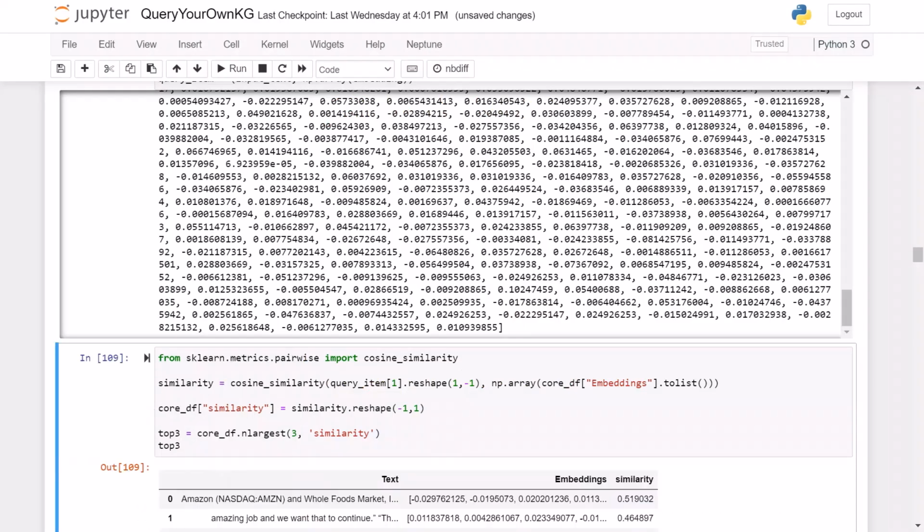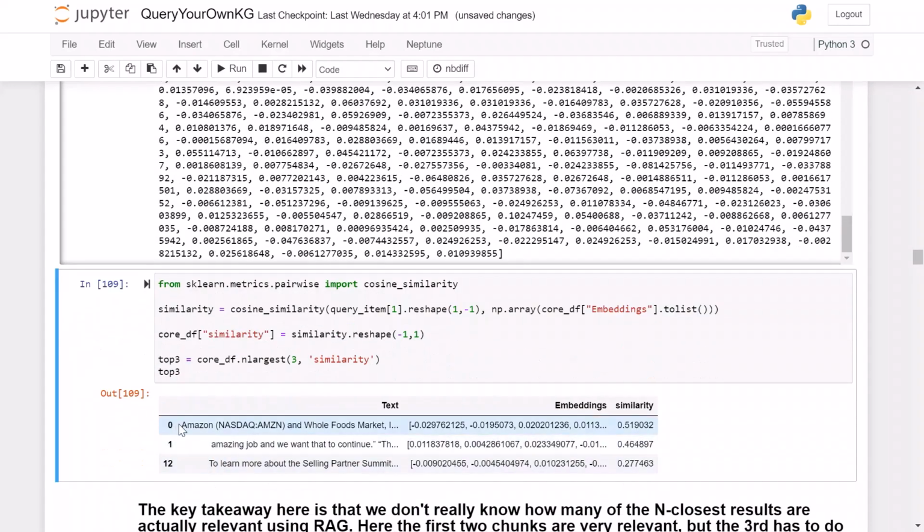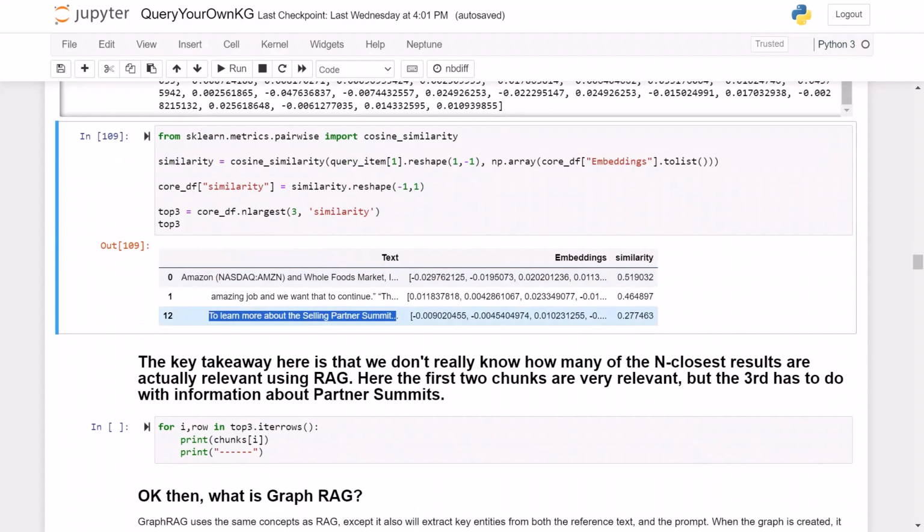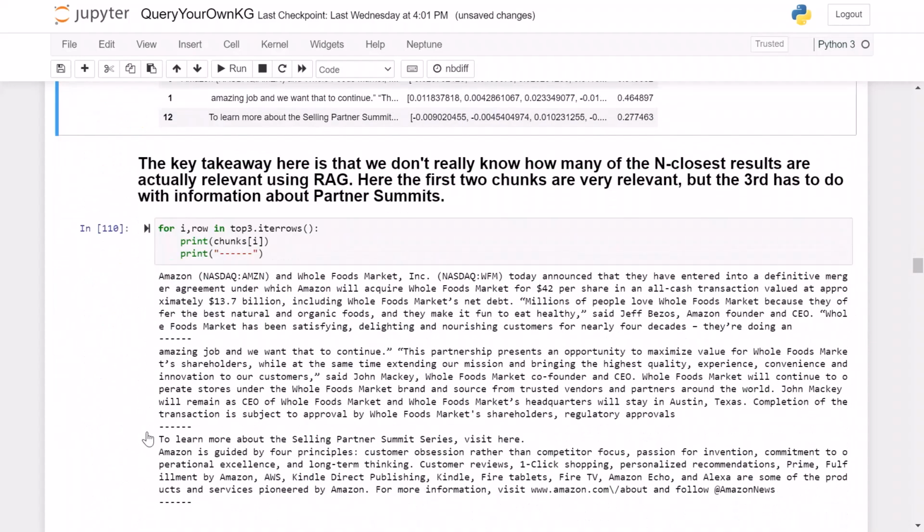So I run this, and I'm telling it to return the top three most similar documents. You can see the first document was our first chunk, which obviously had a lot to do with Whole Foods Market. So did the second one. And then the third closest document actually had nothing to do with it. It talks about the Selling Partner Summit. So I'm just going to print out these three chunks so we can see.